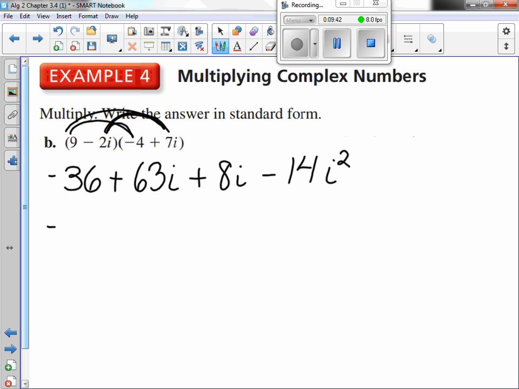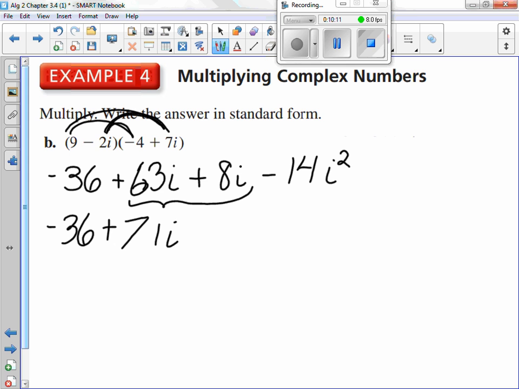Combine like terms? Well, there are no like terms with negative 36. Everything else has i, yes? Well, these two are like terms. Let's see here, make sure. Okay, yeah, that's positive. 63i plus 8i is going to be 71i, minus 14i squared. Well, I can't leave it as i squared, can I? But what is i squared?